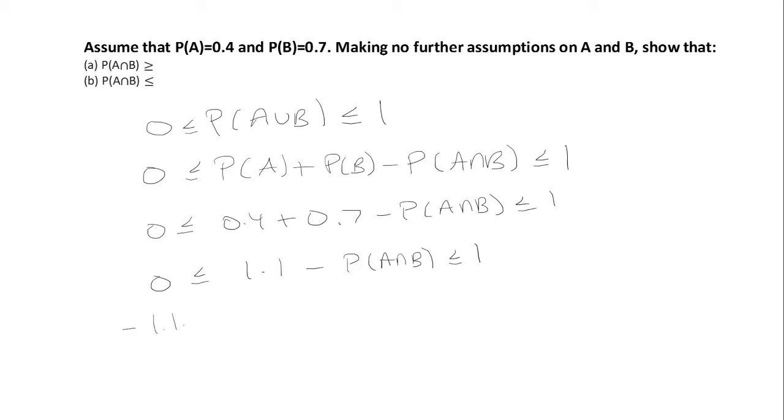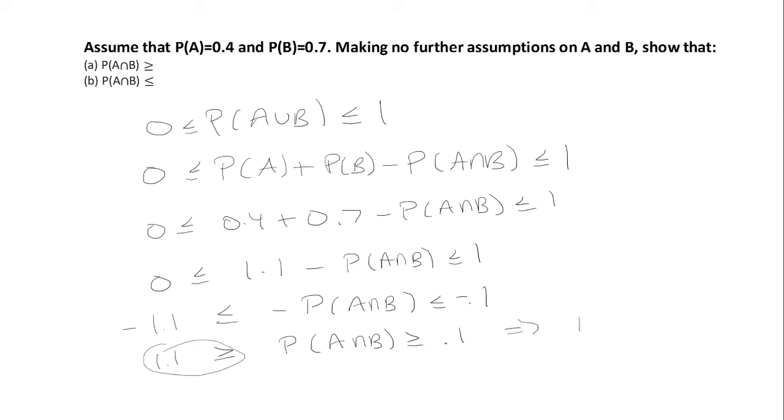So we're going to subtract both sides by 1.1, and then we're going to multiply by the negative. When I multiply by a negative, I'm going to flip the inequalities. So we get that probability of A intersect B is greater than or equal to 0.1 and less than or equal to 1.1. Well, I'm going to ignore this for now because that's obvious. We know that 1 is the upper bound, so that doesn't really give us any extra information. So what I'm going to get out of this is that probability of A intersect B is greater than or equal to 0.1.